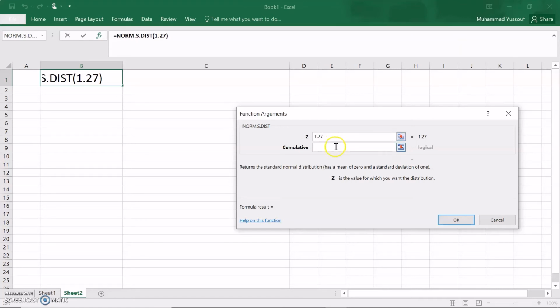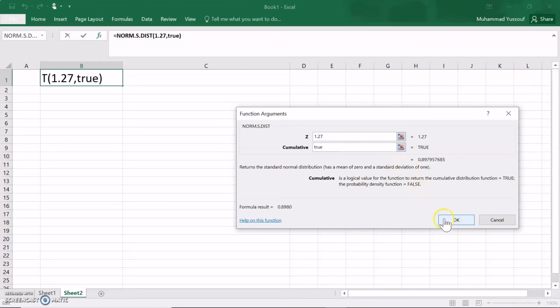And now it is asking, are you looking for the cumulative area all the way from the left side to the boundary line of that z-score? That is the meaning of cumulative. It is important that you understand that. A lot of students have difficulty understanding cumulative. It means, are you interested in the area starting from the left side, all the way to the boundary line of that z-score? Say yes, I'm interested. So it's true.